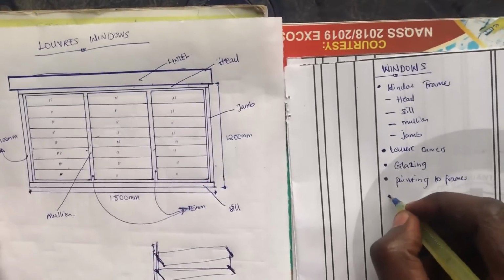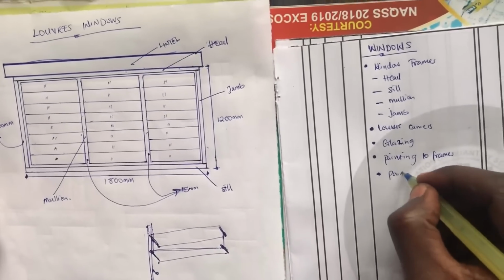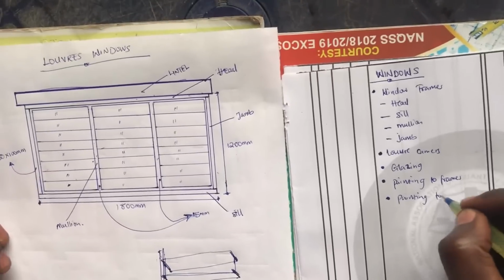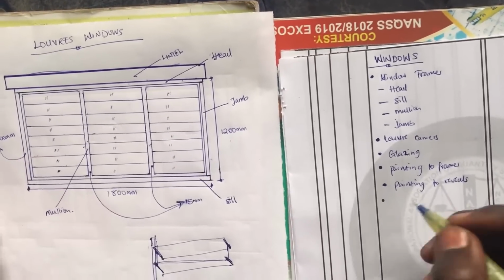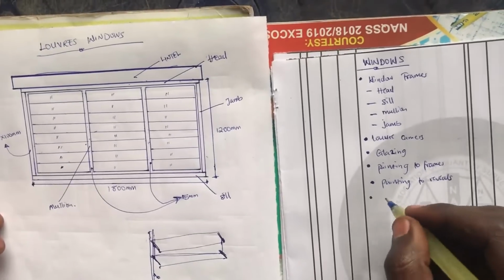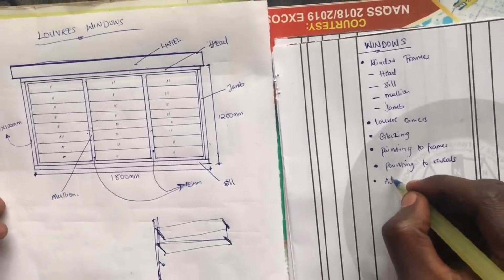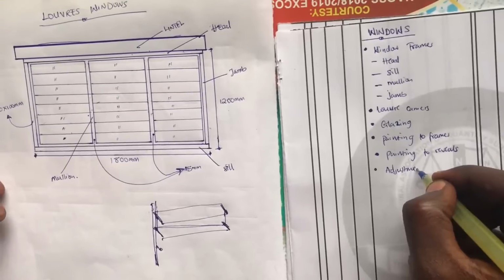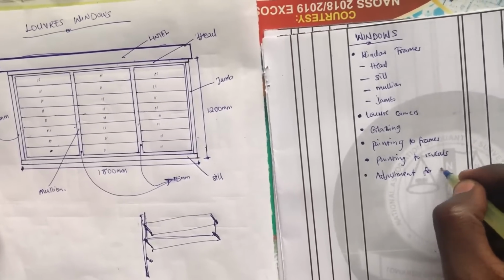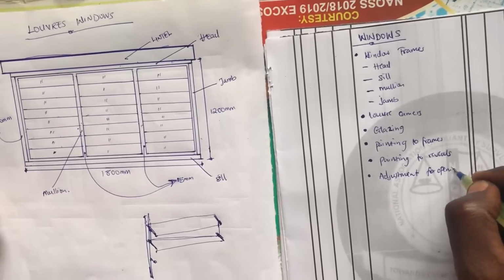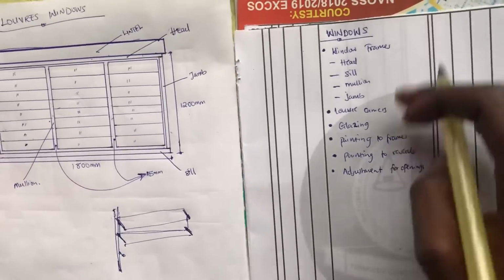When we are done doing those paintings, remember we always have reveals. So we'll do painting to reveals, and if you don't know what a reveal is, I've explained that in my previous video, and I will do so even as we proceed with our calculation. And last but not the least, we'll carry out adjustment for openings. So always pay attention to these items.